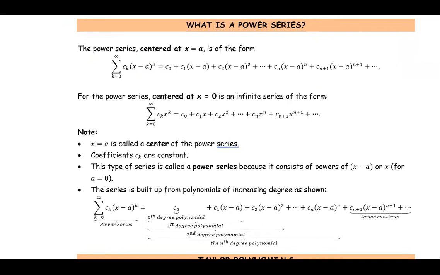What is a power series? The power series centered at x equals a is of the form the summation of c_k multiplied by (x minus a) to the power k, where k equals 0 to infinity, or c0 plus c1 (x minus a) plus c2 (x minus a) to the second, and keep going. For k equals n, the term is cn (x minus a) to the power n.